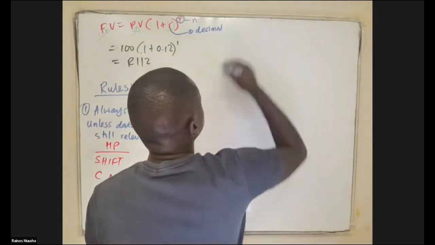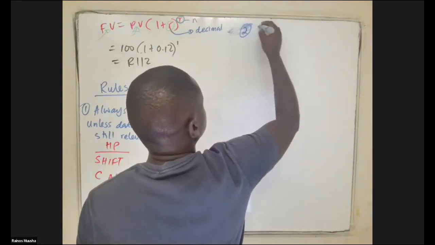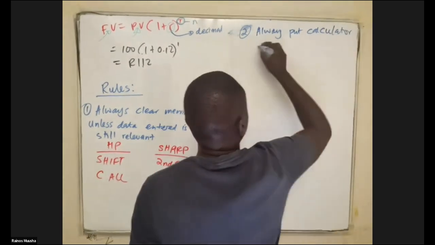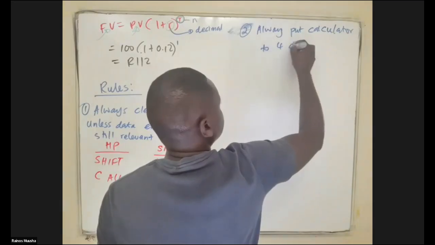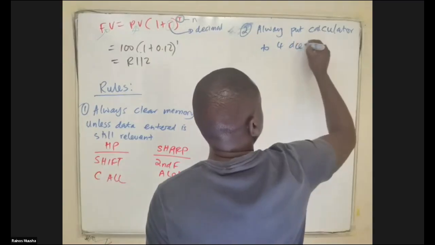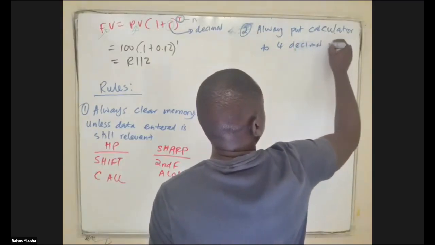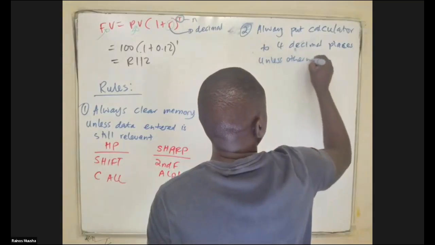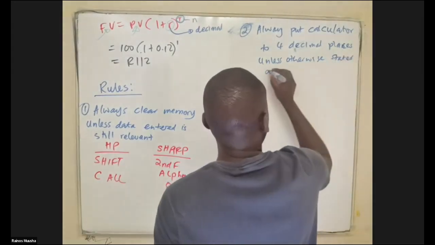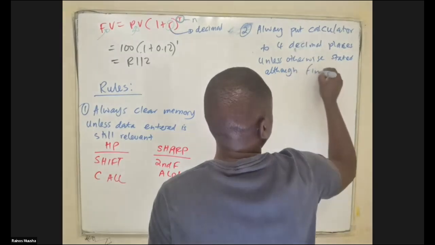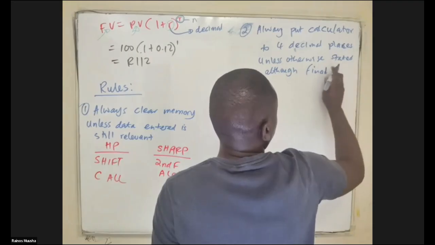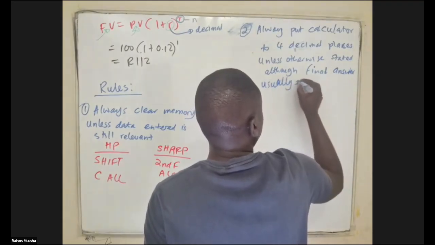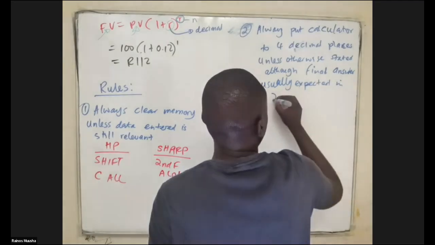Second rule, always put your calculator to 4 decimal places unless otherwise stated, although the final answer is usually expected in 2 decimal places.